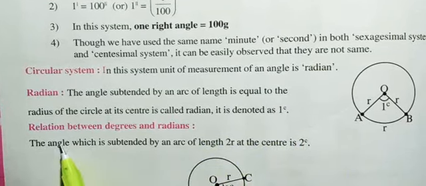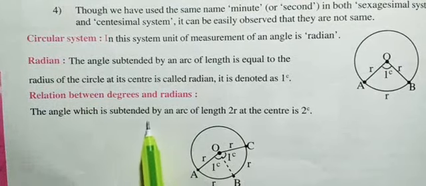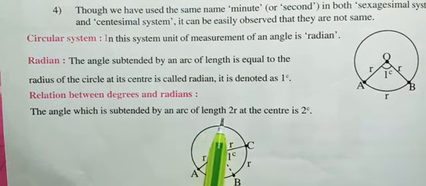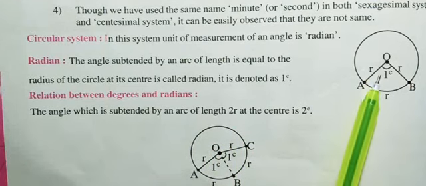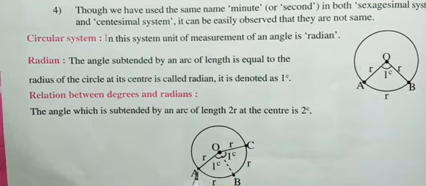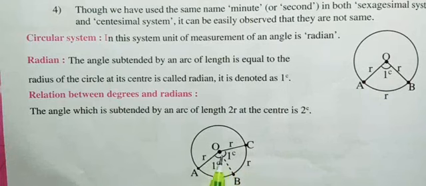It is a very important thing. The angle which is subtended by an arc of length 2r at the center is 2 radian. Here, length r is subtended and we get 1 radian. So here 2r length is subtended, so the angle is 2 radian. Understand that? And these are the radius of the circle.